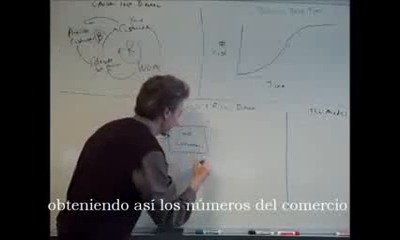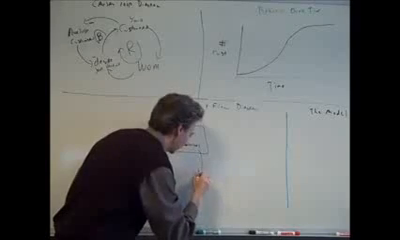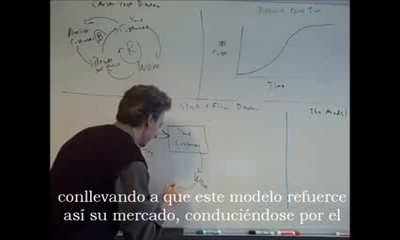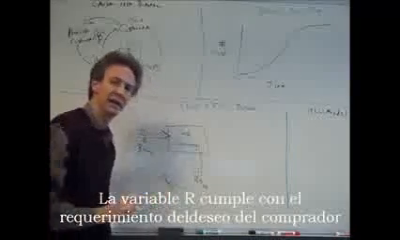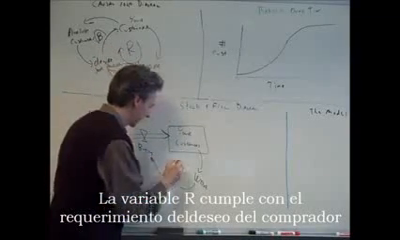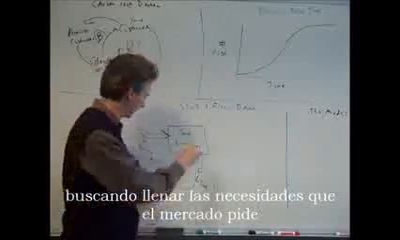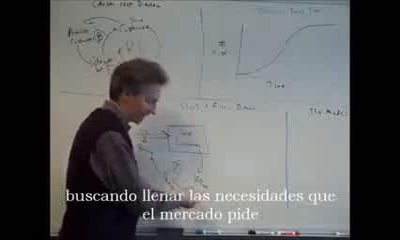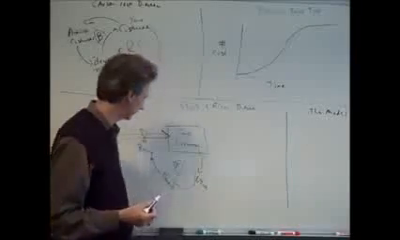So number of customers is driving this word of mouth. Word of mouth is driving demand in the marketplace, and then demand is driving this buying. So that's the reinforcing loop, basically. And we'll figure out how to measure these things when we get to Excel.